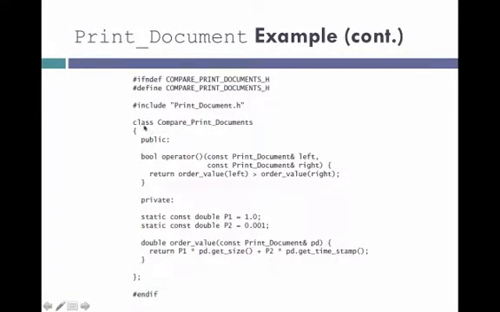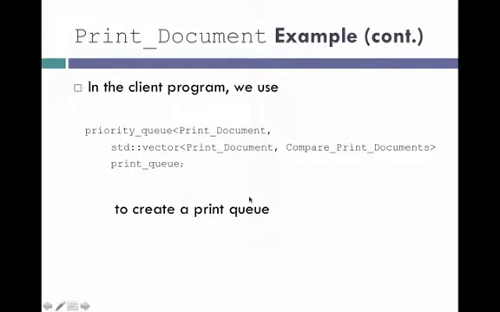And here's the class definition for compare print documents. And it overrides the function operator, and it returns a Boolean result of the order value of the left if it's greater than the order value on the right. On the client program, we use the following definition for a print queue.